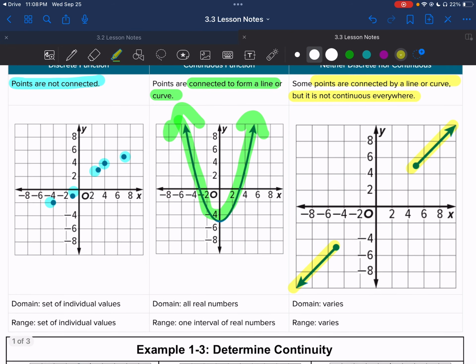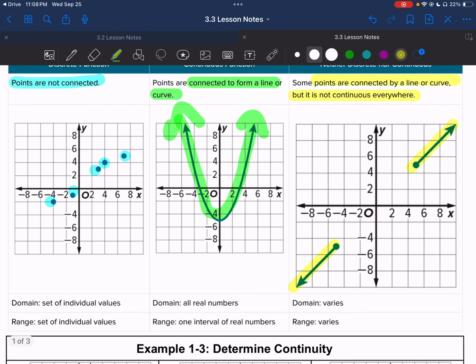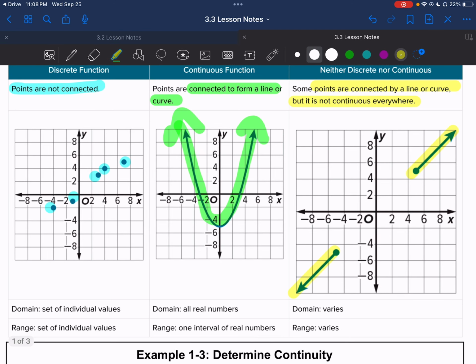So as we look at our domain and range information, the domain is the set of individual values when it is a discrete function, and so is the range. So we're just dealing with ordered pairs here.